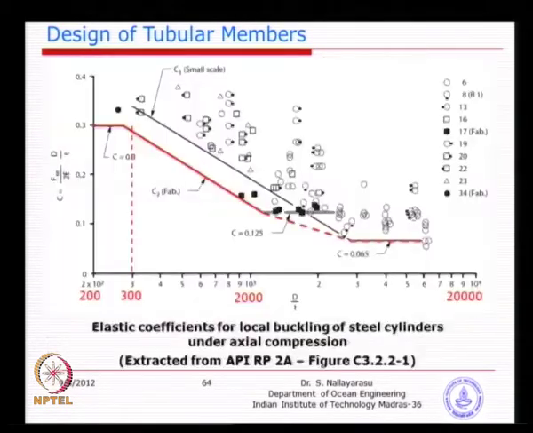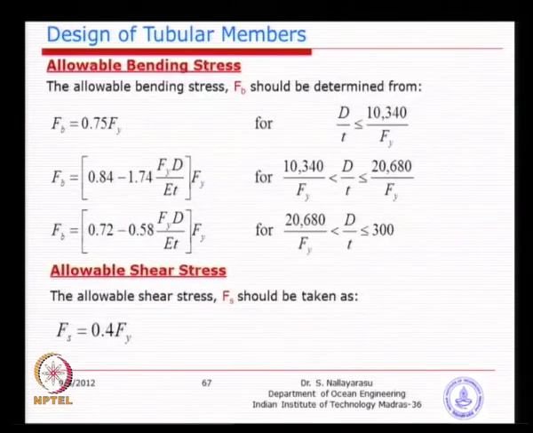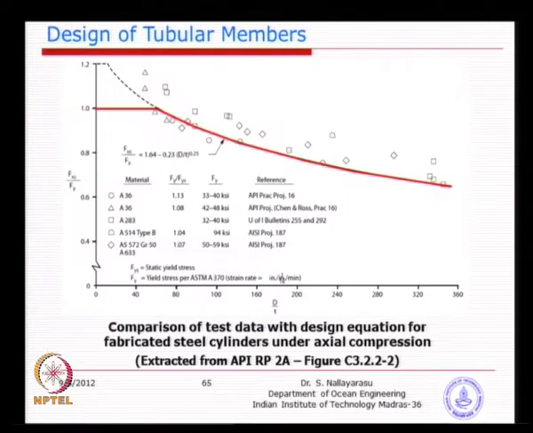The horizontal axis is d by t, and the vertical axis is the ratio between Fxc and Fy. So, basically you read this and multiply by Fy, which will give you the value of Fxc instead of using the equation, but the equation is convenient. You can calculate accurately instead of reading from here. But we need to know how the equation came. The equation is just simply a reproduction of so many experiments that they have done.